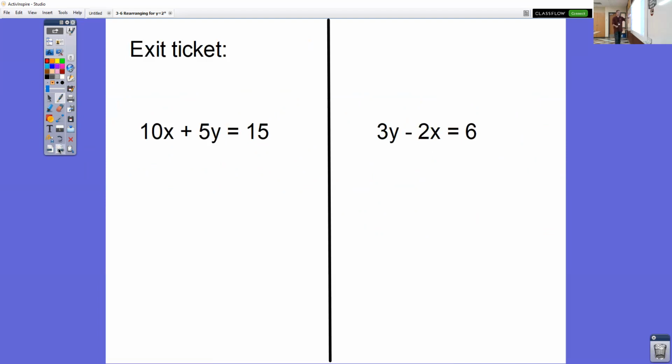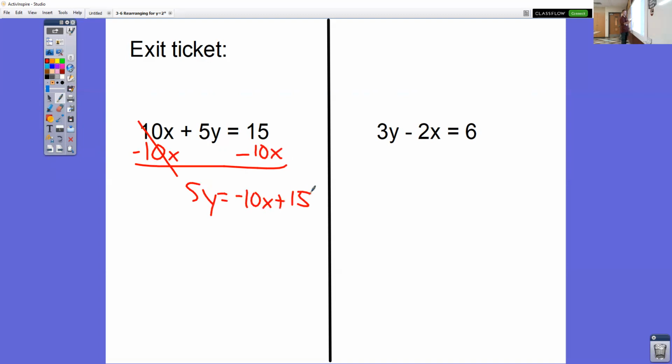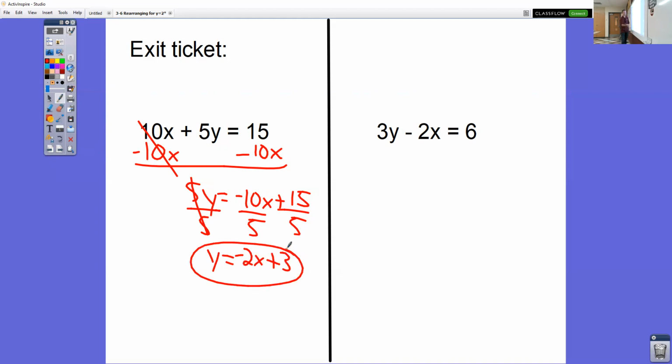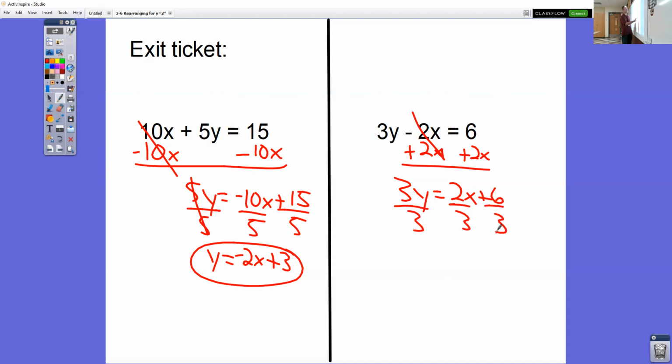Taking a look at just 2 more, all right, if we try and get this 5y all by itself, minus 10x and minus 10x. So 5y equals negative 10x plus 15. Divide by 5, divide by 5, divide by 5. So y equals negative 2x plus 3. And in this last one, getting the 3y all by itself, plus 2x plus 2x. So 3y equals 2x plus 6, because you can't add those together. Divide by 3, divide by 3, divide by 3. And you get 2/3 x. We could just leave that as a fraction, plus 2.